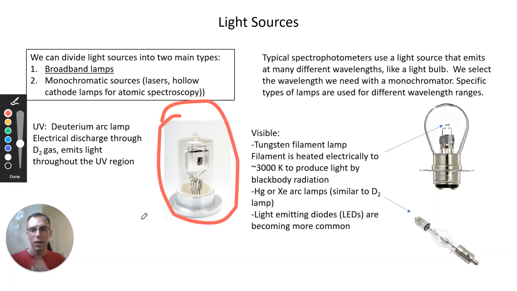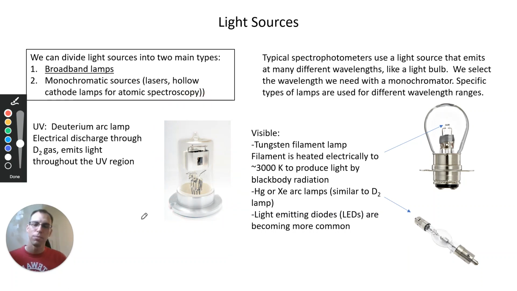The idea here is we have deuterium gas that's present in this lamp, and we arc a discharge through it, so an electrical discharge, and that excites the deuterium molecules to an excited state. Then as they relax to the ground state, the particulars of deuterium mean that they emit light not at just a single wavelength, but throughout the ultraviolet region. We won't go into why that is specifically, but that's the idea. This provides UV light across a wide range of wavelengths, and then we can use the monochromator to select the specific wavelengths we want.